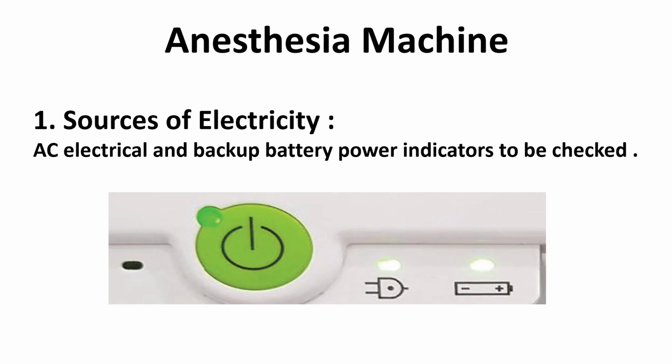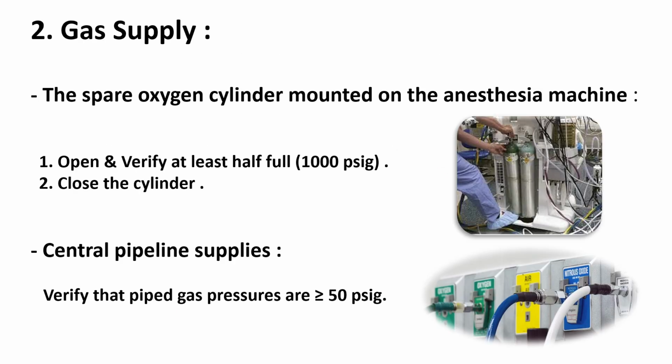After checking the source of electricity, going to check the gas supply. As we know previously, we have two types of gas supply to the anesthesia machine, which are the pipeline and the oxygen cylinder, which are connected at the back of the anesthesia machine.